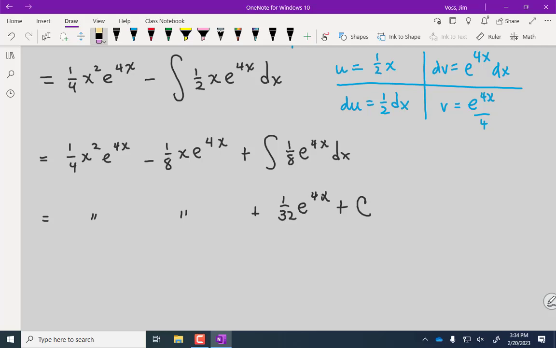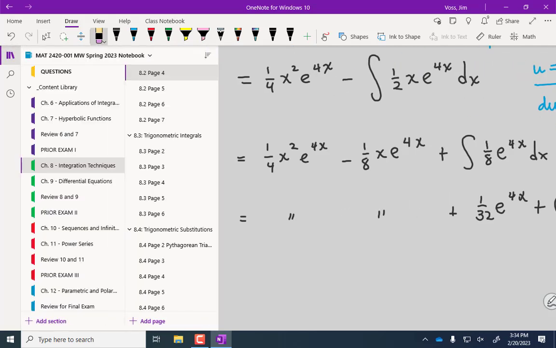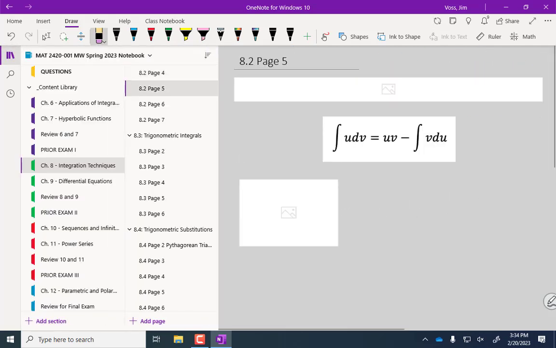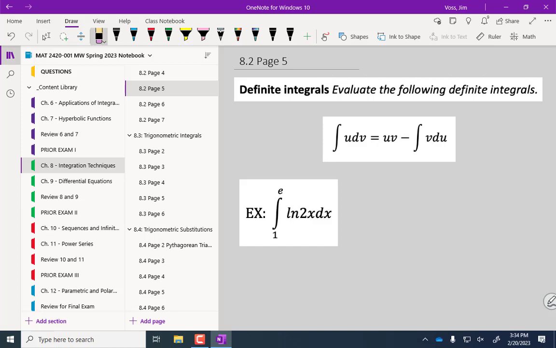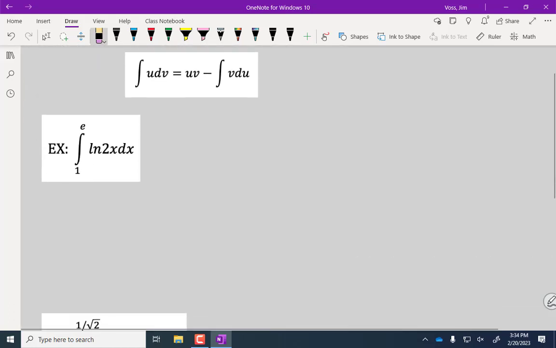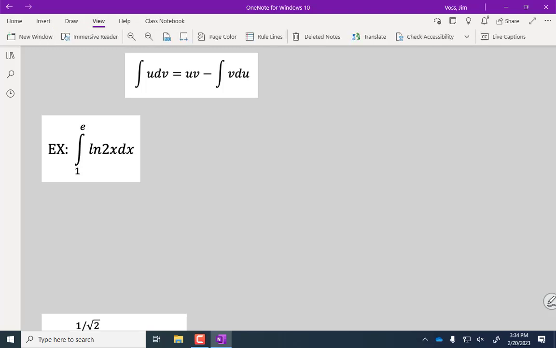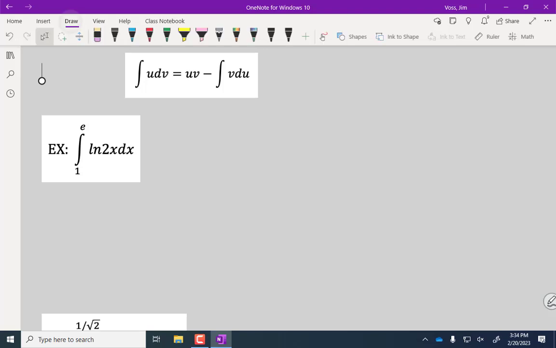All right, any questions? What's next? More integration by parts? Oh, makes sense now. It all makes sense now. Oh no, natural log. Ew, I hate that. And a definite integral. Yeah, we used to evaluate. Ew. Definite integral, and a natural log.